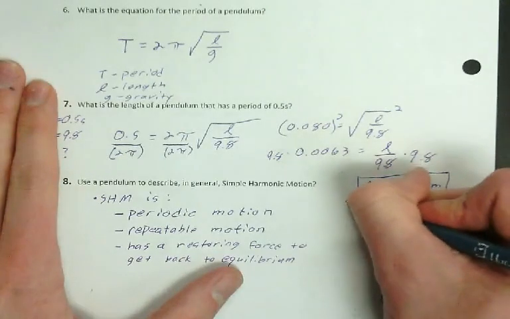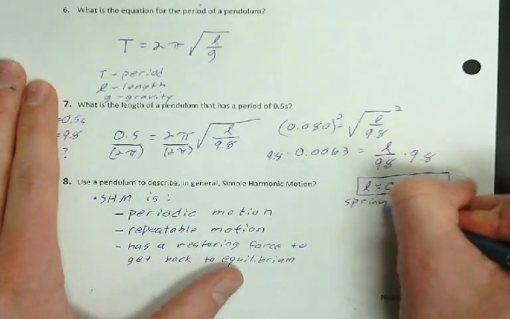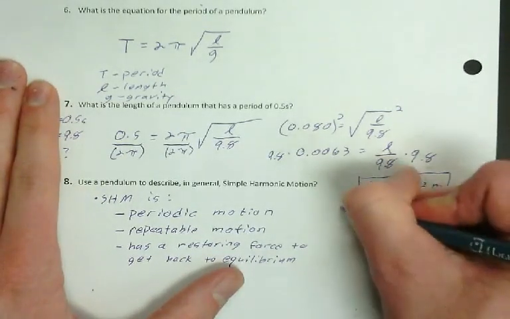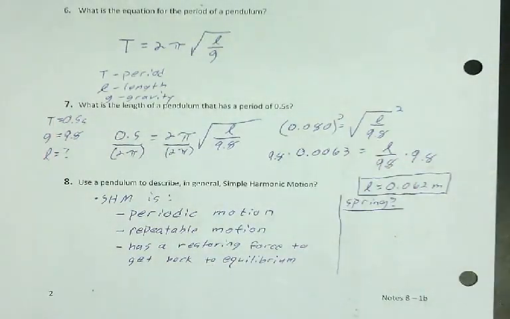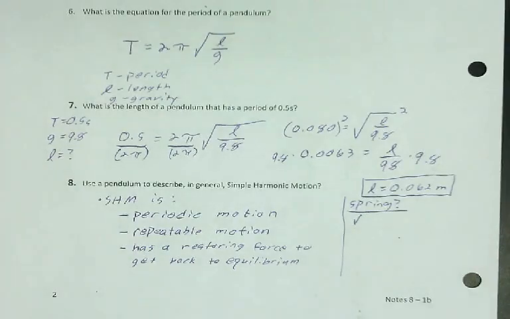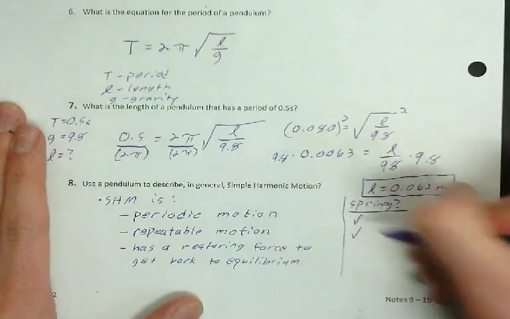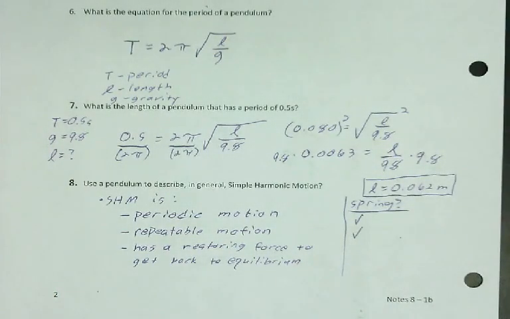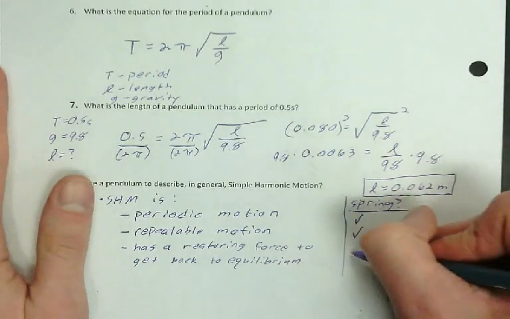So, would a spring be an example of this? Well, a spring is periodic. If you bounce a spring, it'll bounce up and down over and over again in the same amount of time, so it is periodic. It is repeatable. The spring makes the same motion over and over again. And there is a restoring force. There's a force in the spring to bring it back to equilibrium. If you stretch a spring out, it's going to move on its own. That's a restoring force.